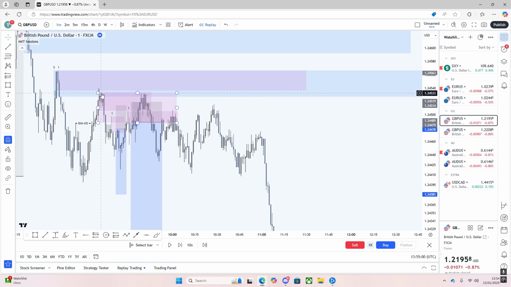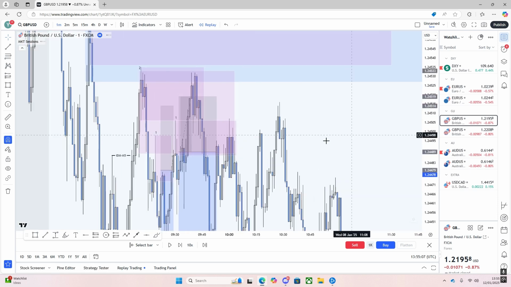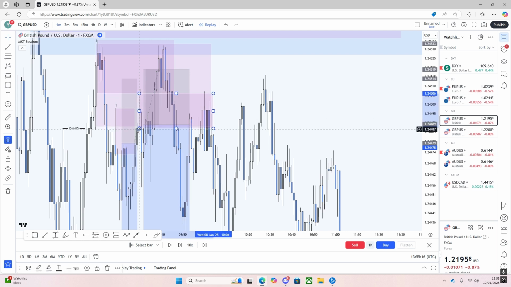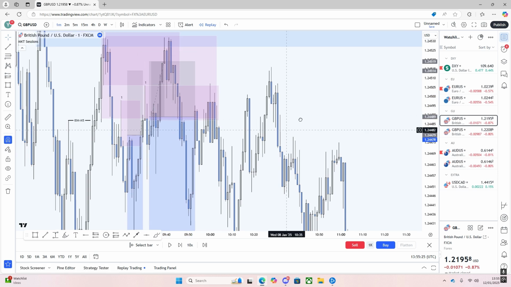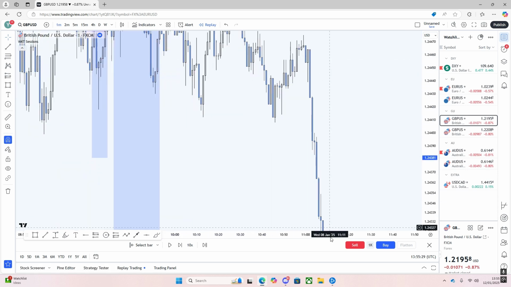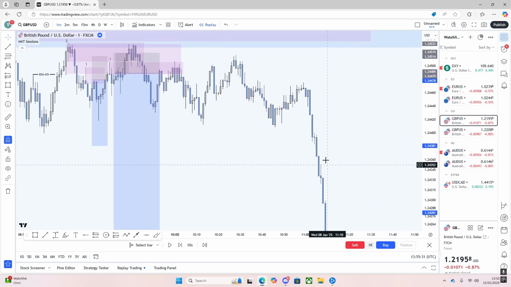And then I waited for the 1 minute, this 1 minute to get mitigated. This one here, mitigated over it. Alright, here. Then waited for an additional 1 minute after the mitigation of this 1 minute. And it mitigated that, and I entered here, and as you can see, it takes me out, and then drops. Then just after it just drops completely, dumps.